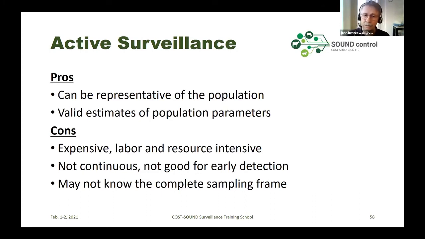However, it's expensive and it's labor and resource intensive. It's not continuous because we're going out and collecting a sample, so it's not good for early detection. And if you don't know the sampling frame, you really can't do it properly. Although in Europe, most countries know where all the farms are and have an ID for all the cattle, and for most pigs, most countries in the world still don't have that. Even the US does not have that. So it's impossible really to do a national survey that you can defend as being valid without having that sampling frame.